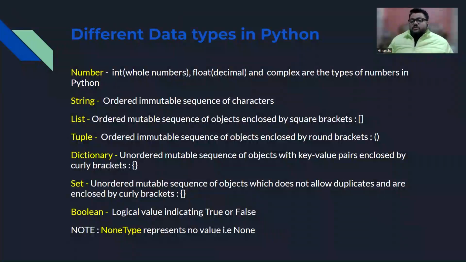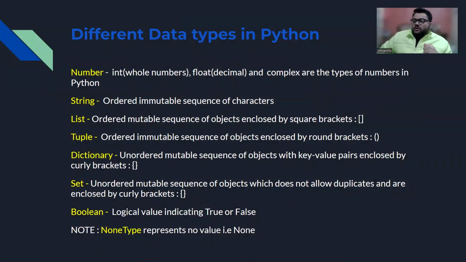Another one is the tuple. A tuple is another ordered sequence of objects, which is again immutable. The biggest difference between list and tuple is that a tuple is immutable. Once you assign a value inside an object inside a tuple, that cannot be changed. And it is enclosed by round brackets. So just remember these differences: the list is square brackets, tuple is round brackets.